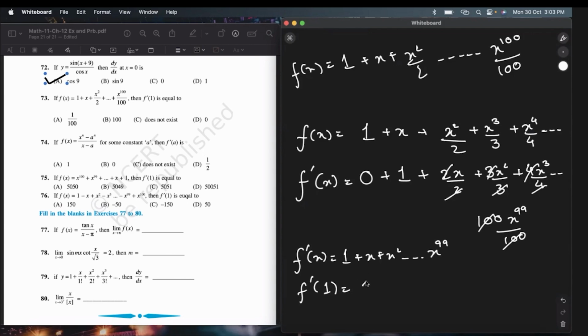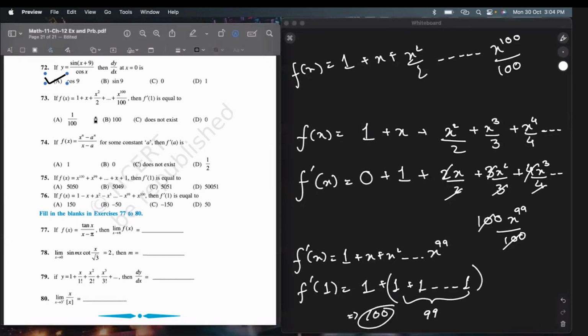So 1 plus 1 plus, from here 1 plus 1 till 1, and these are 99. See, x to the power 1, x to the power 2 till x to the power 99. So 1, 2 till 99. So these are 99 terms. So 1 plus 99 will be equal to 100. So the answer for this problem is this one. Okay, got this. Now moving on to the next question for today.